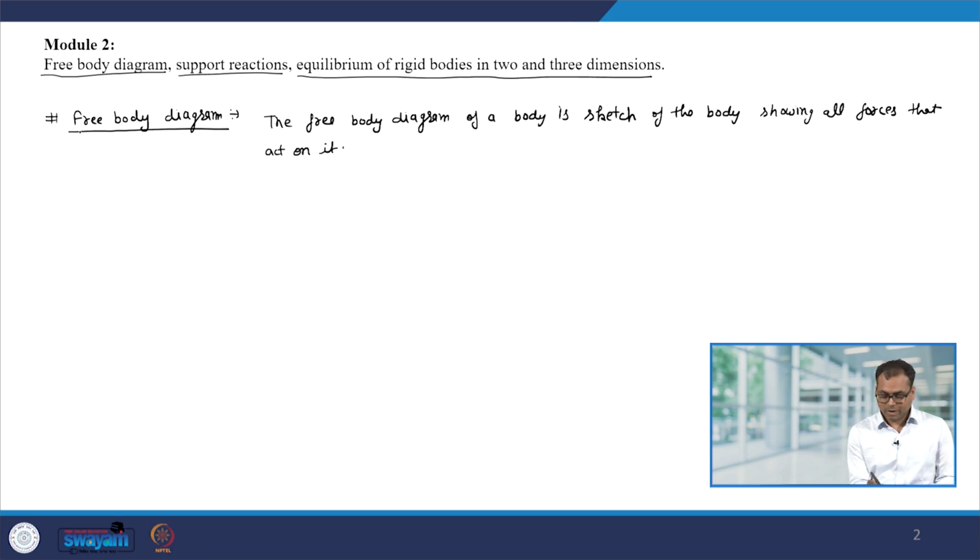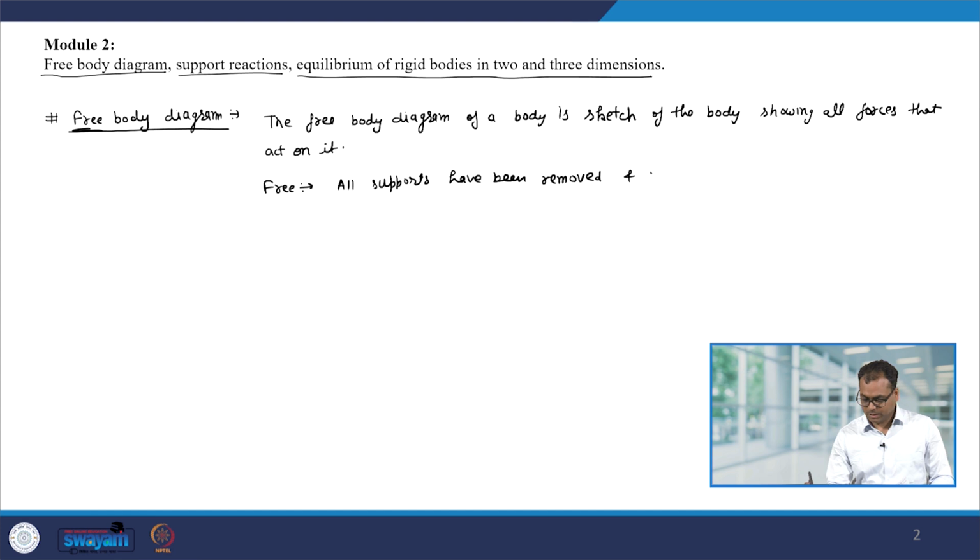Now, here we have the word free. This free implies that all supports have been removed and it is replaced by the forces that they exert on the body.